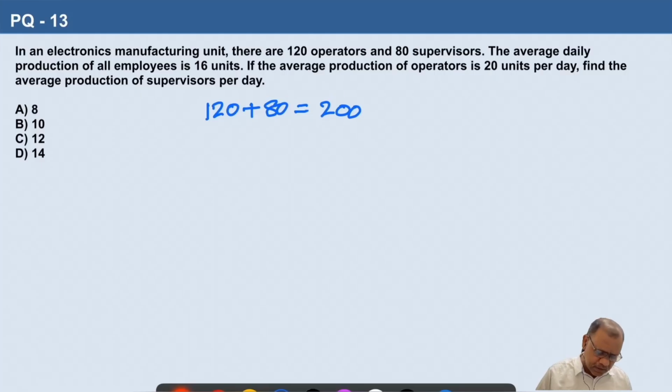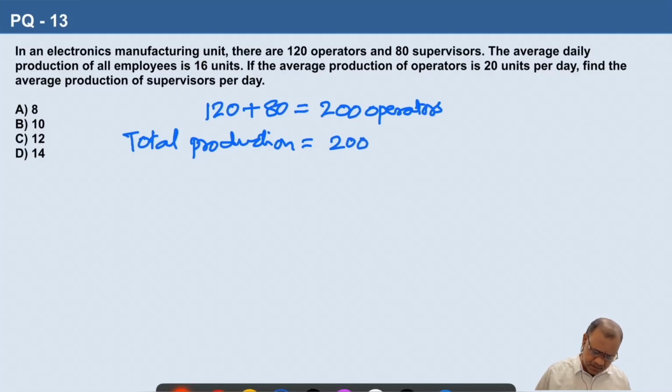The total production is 200 multiplied by 16. These are 200 employees, and their average production per day is 16. So that is 3200.